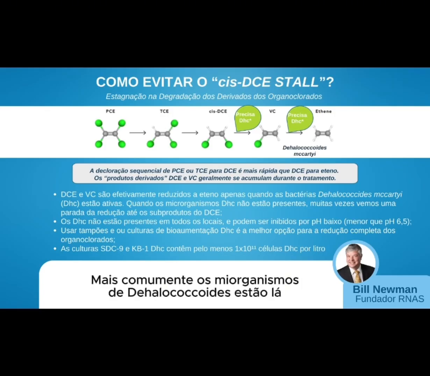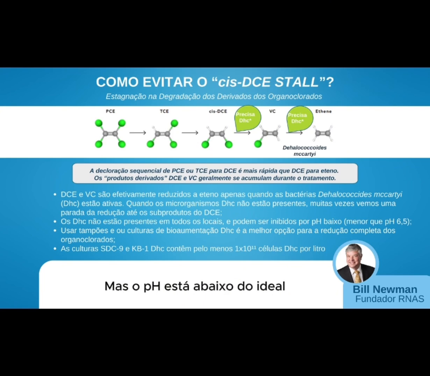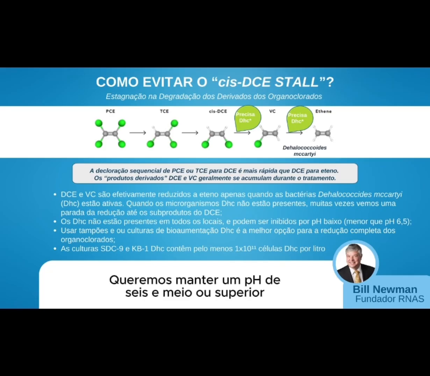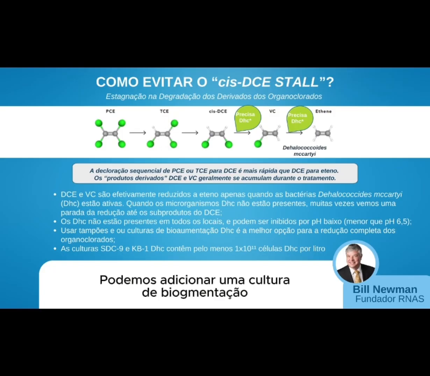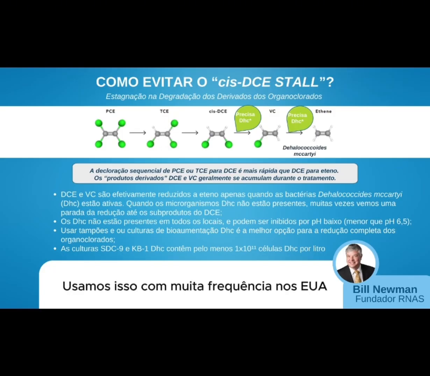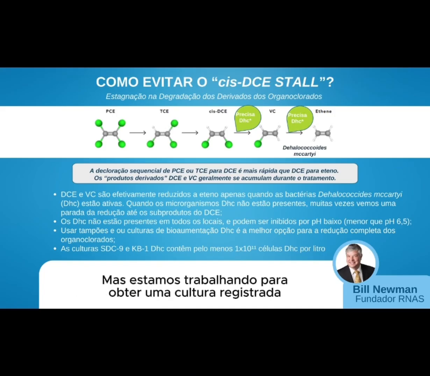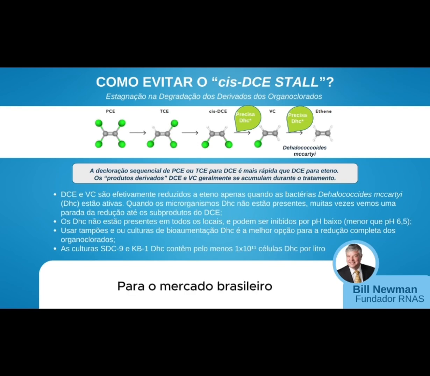More commonly, the D. helicoides microbes are there, but the pH is lower than optimal. And ideally, we want to maintain a pH of 6.5 or higher. For sites that don't have the microbes, we can add a bioaugmentation culture, like the SDC9 culture. We use this very commonly in the US and elsewhere in the world. We don't currently have it registered in Brazil, but we are working on getting a registered culture for the Brazilian market so that we can make that tool available.